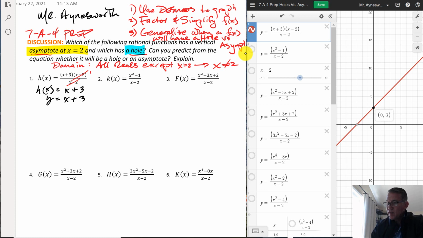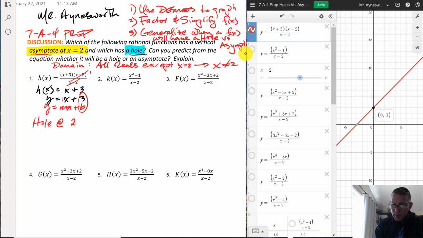As I said, the linear function here has a y-intercept of 3. Notice that this is y equals mx plus b. The y-intercept is 3, and the slope is 1, which corresponds to the graph here. But it doesn't have an asymptote, it has a hole. So let's write that down. It has a hole at 2, something.